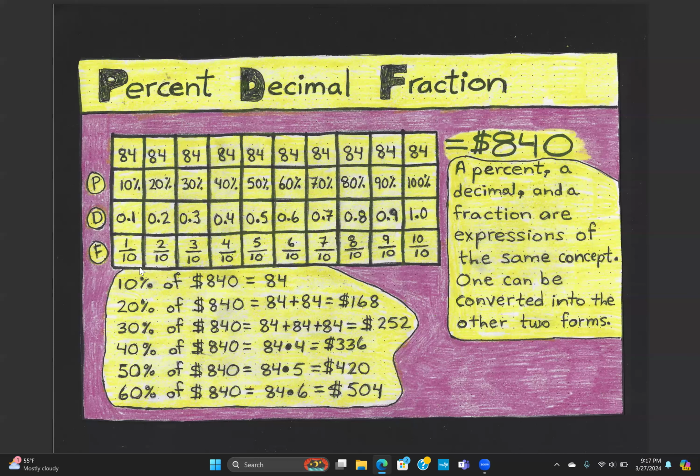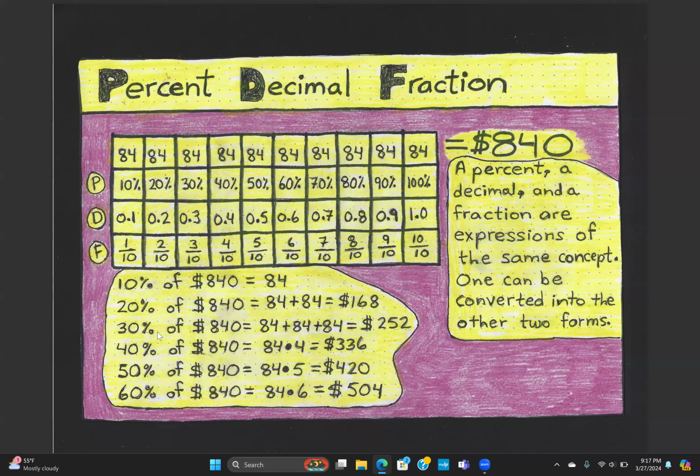But in this case, let us continue with 840 and find out 20% of 840. Well, that's simple. We're just going to add 84 two times. 84 plus 84 will give us 168. And how does that relate to decimals and fractions? Well, we know that 20% is the same as saying 0.2 or 0.20. And as a fraction, it is 2/10. And so 168 is 2/10 of 840.